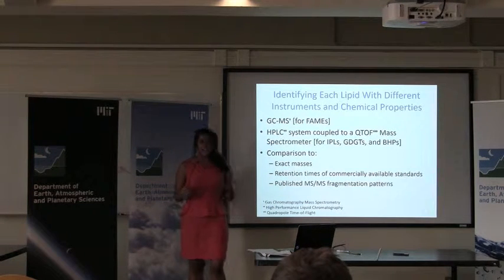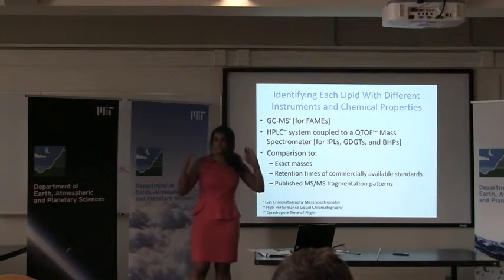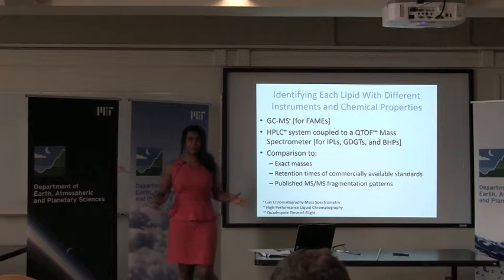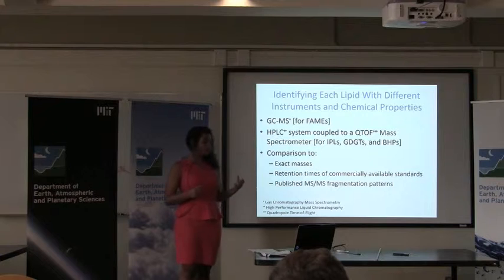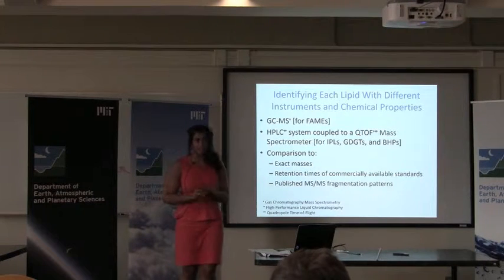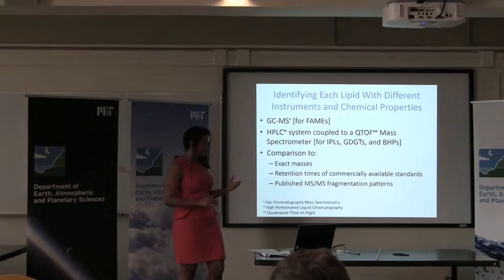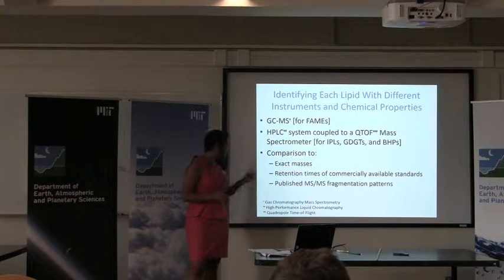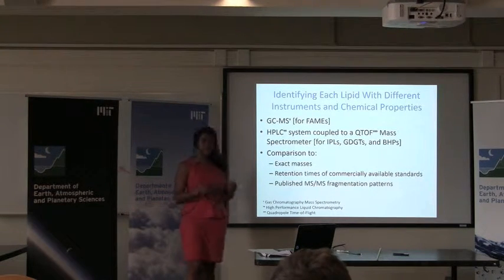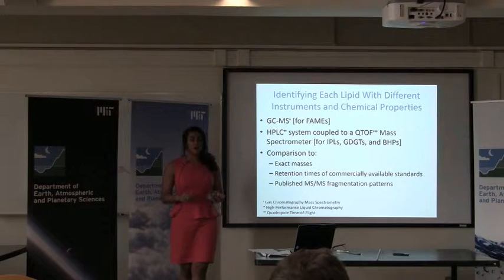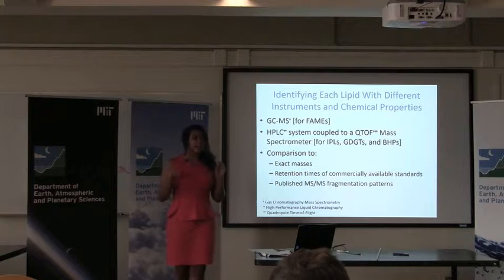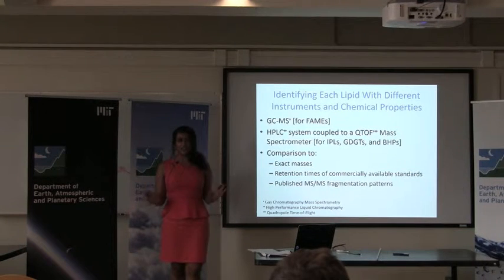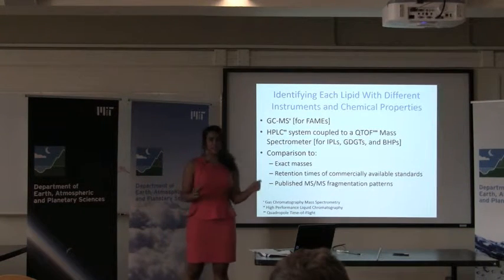So how did we identify each one of these lipids? I want to just bring it out in the beginning so that we all understand where we're coming from. GCMS, gas chromatography-mass spectrometry, was used for the fatty acid methyl esters in order to identify those compounds. And I'll go into exactly what you get out of that in a little bit. And then high-performance liquid chromatography, or HPLC system, we used coupled to a QTOF machine, so it's a quadrupole time of flight. And basically, all you need to take from all of that is that it offers MS.